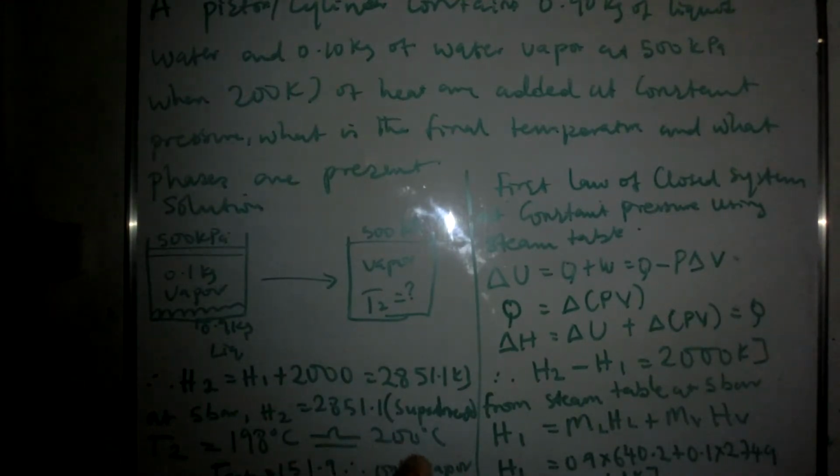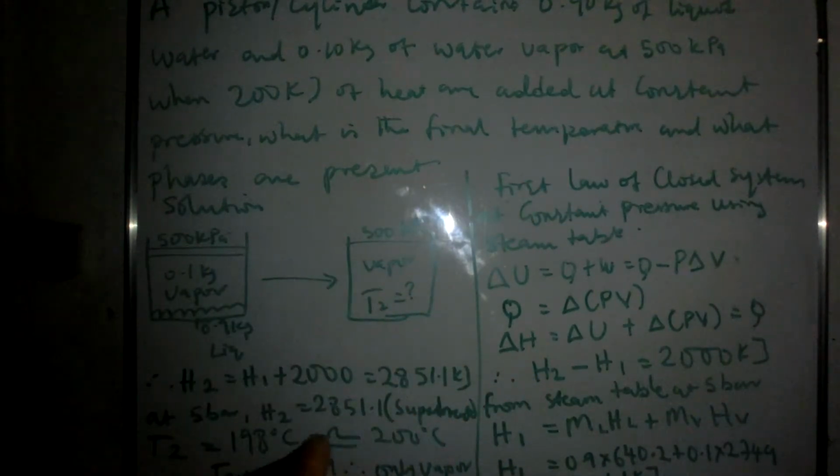which is approximately 200 degrees Celsius. And you know that Tsat for this situation is 151. That means that the temperature of 200 is highly above 151. So we find that we have only vapor. That's why in the question, what is the final temperature and what state? The final temperature is 200, or you can say it is 198.